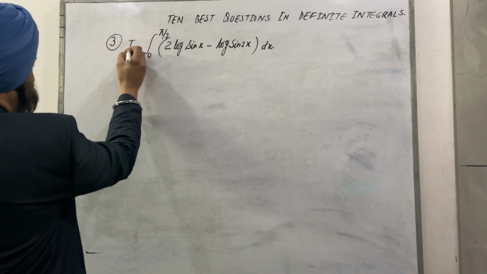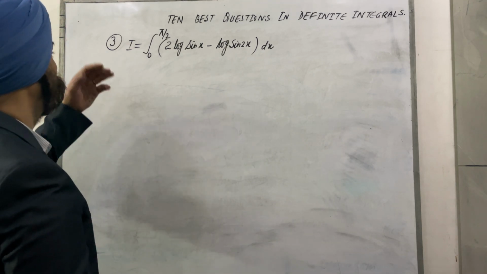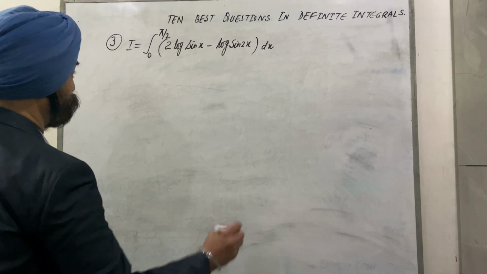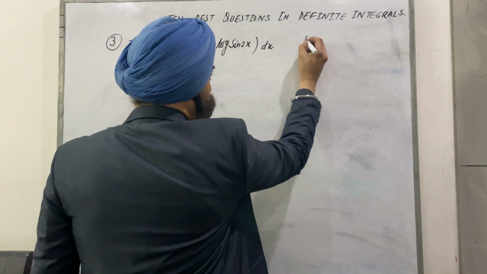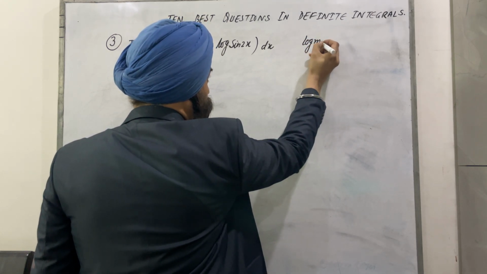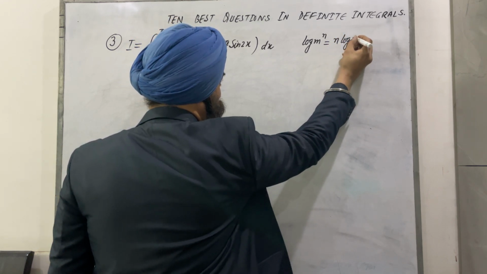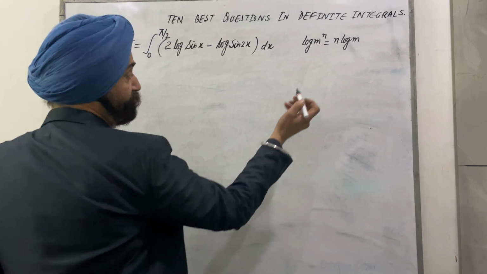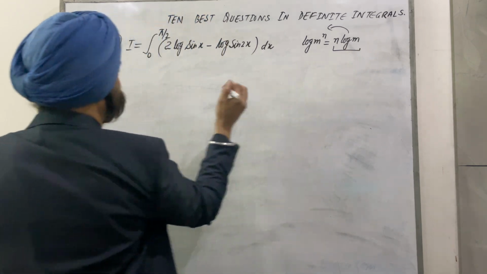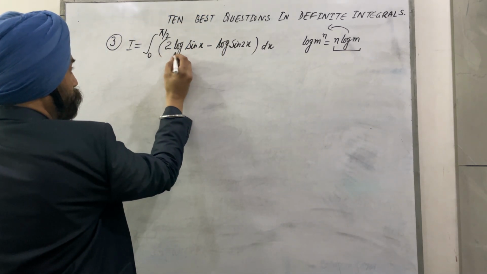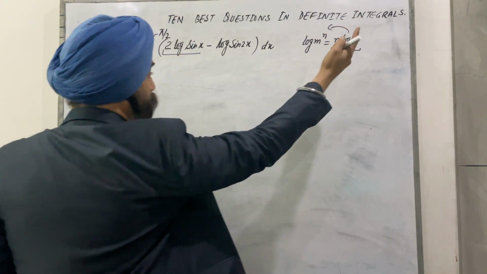I can again start with the basic assumption. I take this integral as I, whatever value it takes, and we have to solve it for I. Now, the formula for log of m raised to the power n is n log m. In this case, we are going to use the reverse of it. That means n log m is already with us. This is like 2 log sin x. We'll prefer to write the same thing as log of m raised to the power n.